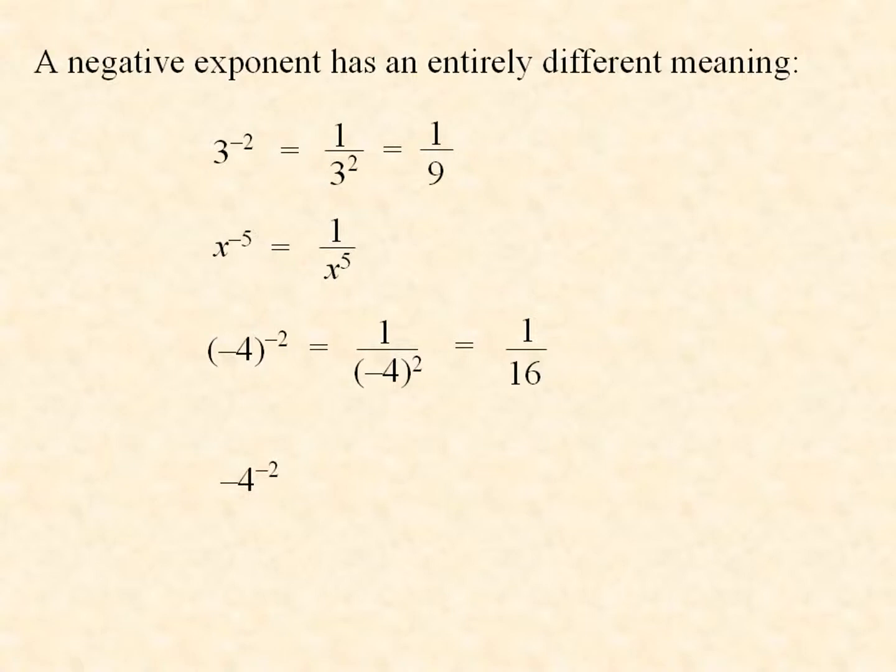Opposite of 4 to the negative 2 here is the opposite of 1 over 4 to the 2. You see, the negative 2 power belongs to the 4, not the negative sign there. It is not the number negative 4 to the negative 2. It is the opposite of 4 to the negative 2. So this is equal to negative 1 over 16.